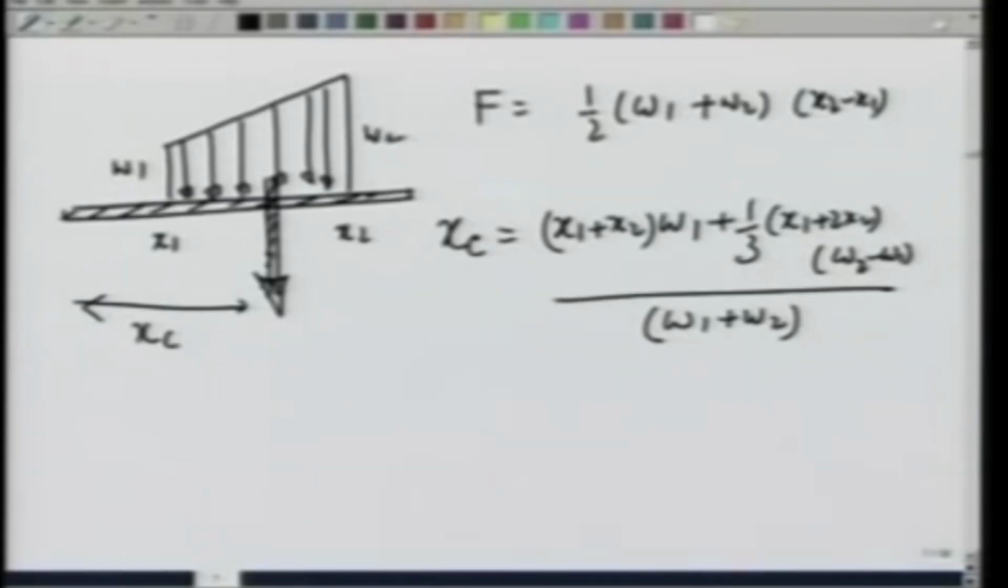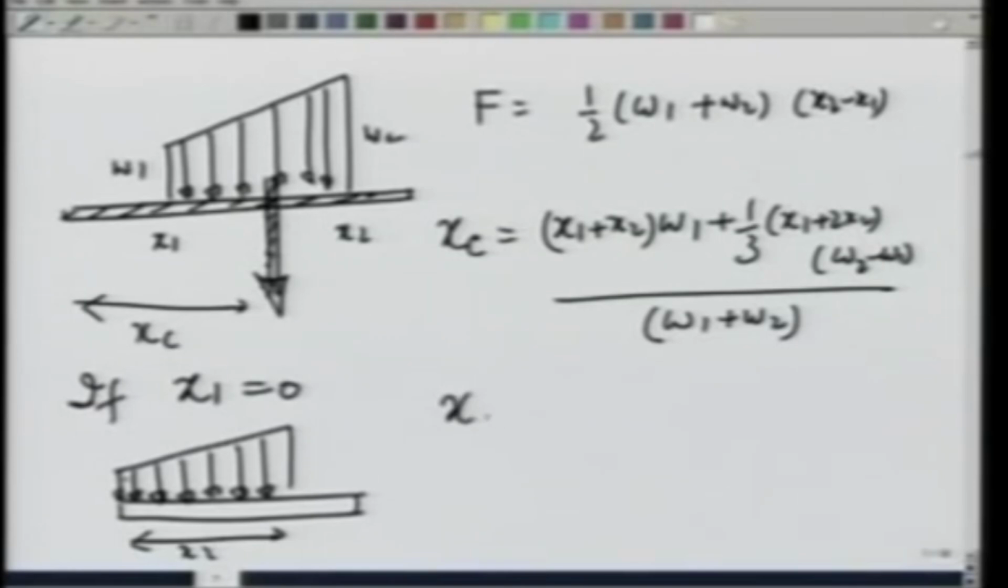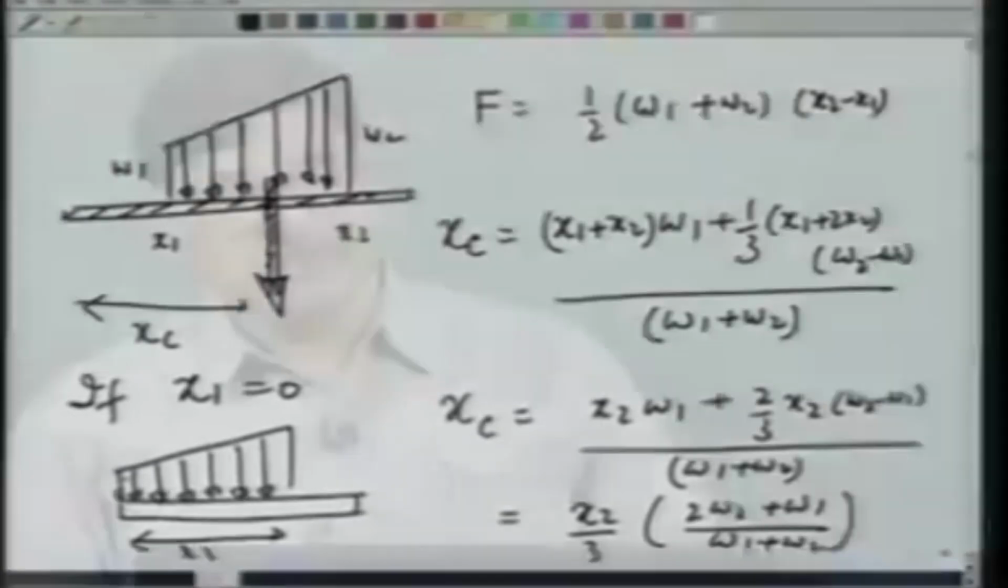If I take x1 to be 0, that is, the load starts right here, and goes up to x2, then the centroid comes out to be (x2 w1 + 2/3 x2 (w2 - w1)) divided by (w1 + w2), which is nothing but x2 over 3 times (2 w2 + w1) divided by (w1 + w2). So, that is the example for trapezoidal loading.